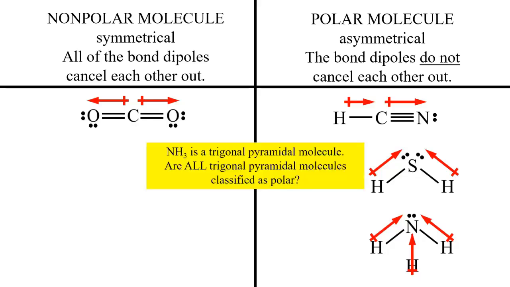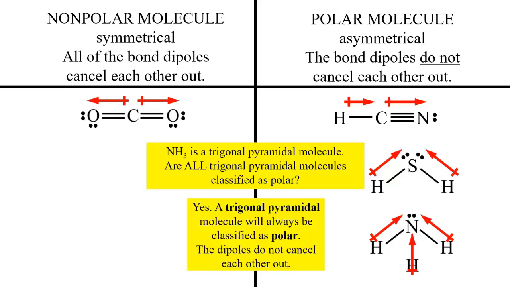You might be thinking, if NH3 is a trigonal pyramidal molecule, are all trigonal pyramidal molecules classified as polar? And the answer is yes. A trigonal pyramidal molecule will always be classified as polar because of that shape. The bond dipoles do not cancel each other out.